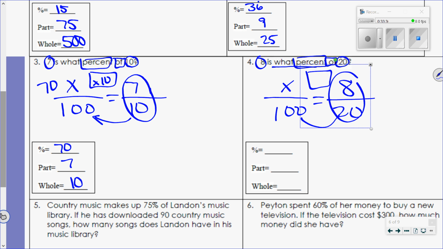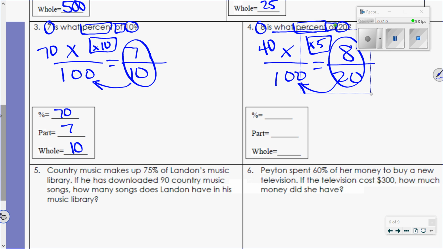Now we're going in reverse. Don't let that mess you up. How do I go 20 to 100? Times 5. So I'm going to do 8 times 5, which is? Jody, is that you? What's 8 times 5? 40. Okay, so what's my percent? 40. What's my part? 8.